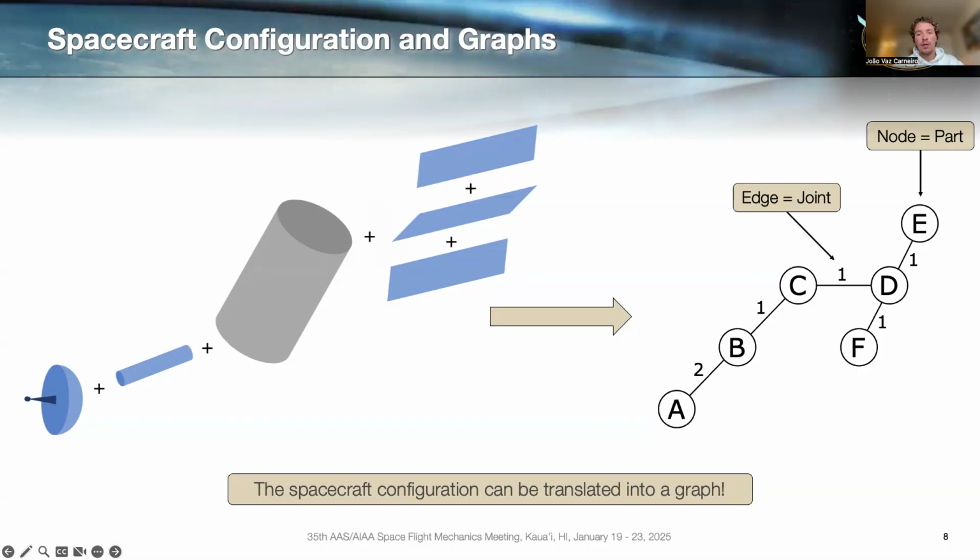One thing that's important here is that a graph is basically comprised of nodes and edges. Here, each node corresponds to a part, and each edge corresponds to a joint. We can have weights on our edges. They usually denote degrees of freedom, but for our case, this is not particularly important.